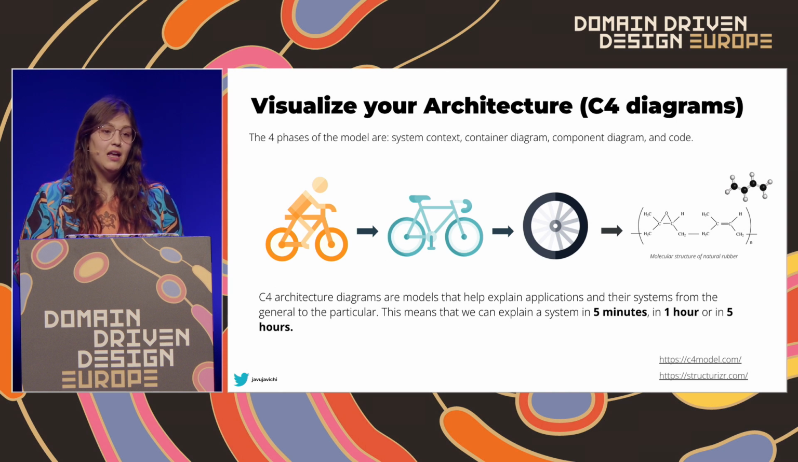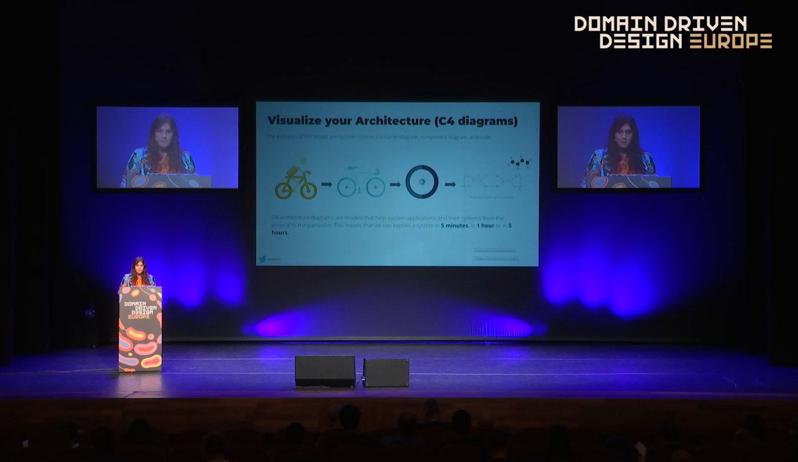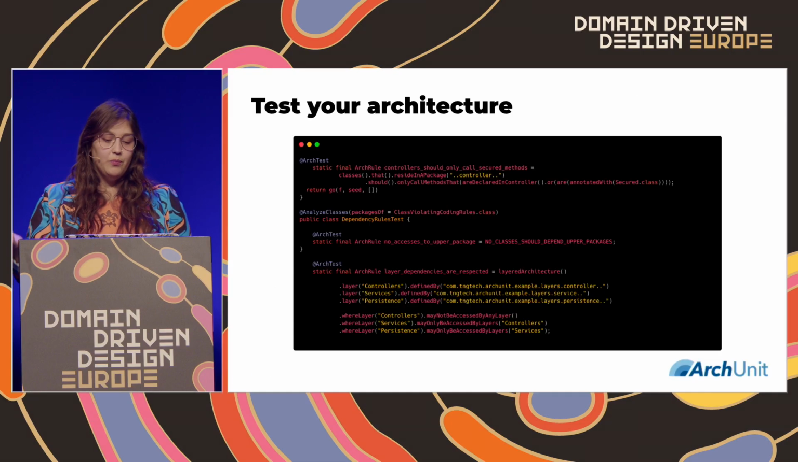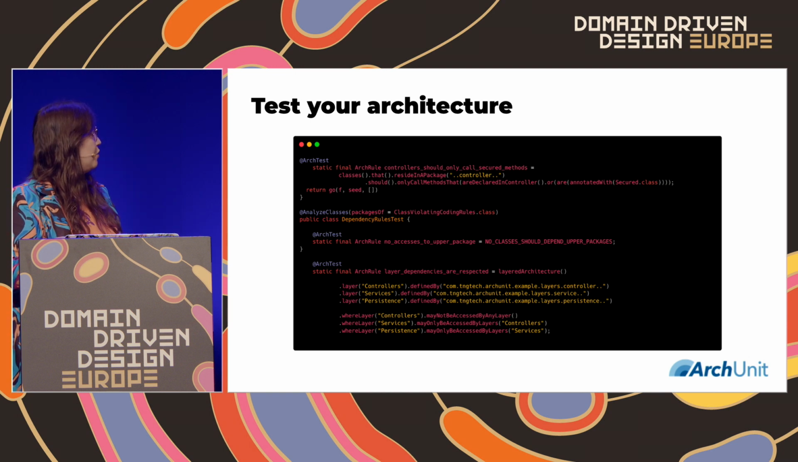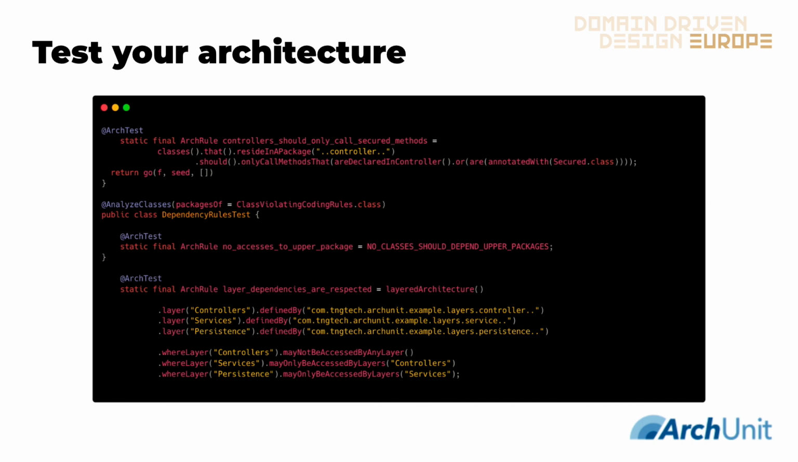That's our goal: to explain our model in 5 minutes, an hour, 5 hours, or maybe a whole workshop about our processes. Now, we can also try to test our architecture, because that's the part that we like. We like to code and maintain this.